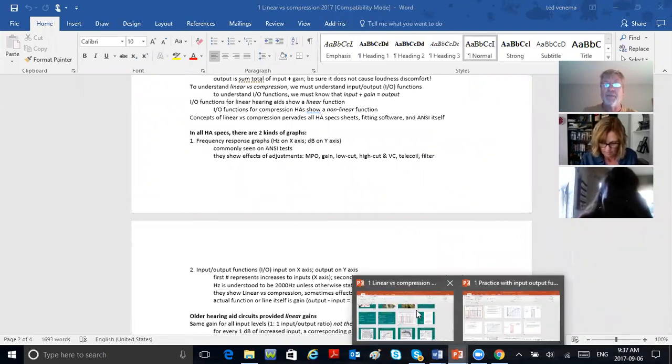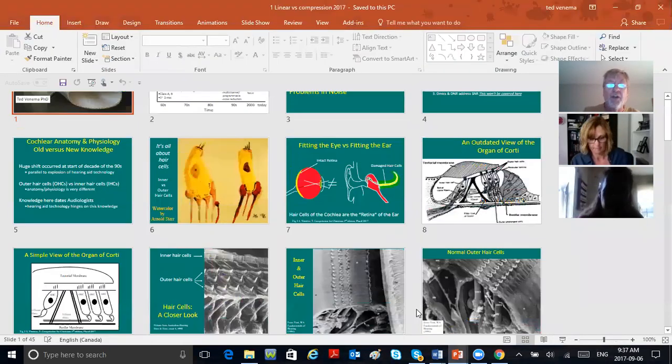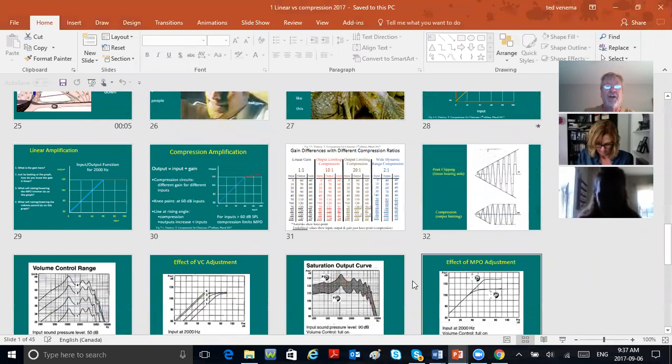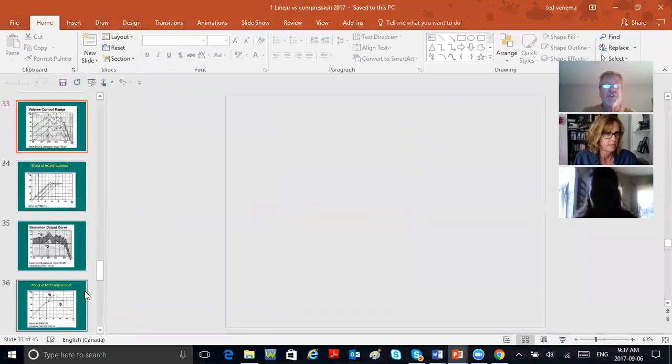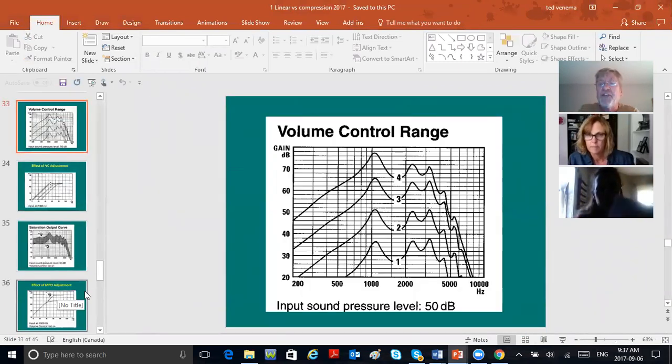Let me show you an example of a frequency response. Look at the axes and read what they say. On the bottom you have frequency, from 200 hertz all the way up to 10,000 hertz. On the vertical, the axis is gain in this particular case. So when you think of frequency response, think of a graph where the axes are frequency on the horizontal and amplitude on the vertical.